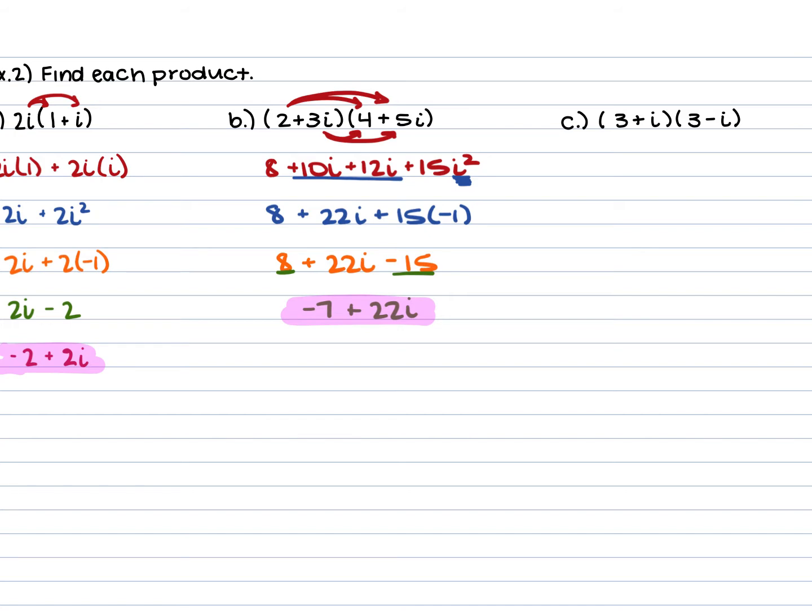And again, we want this in a plus bi form. It is in that form, so we don't have to do anything else with this to rewrite it. That is your answer. For example C, we have 3 plus i times 3 minus i.